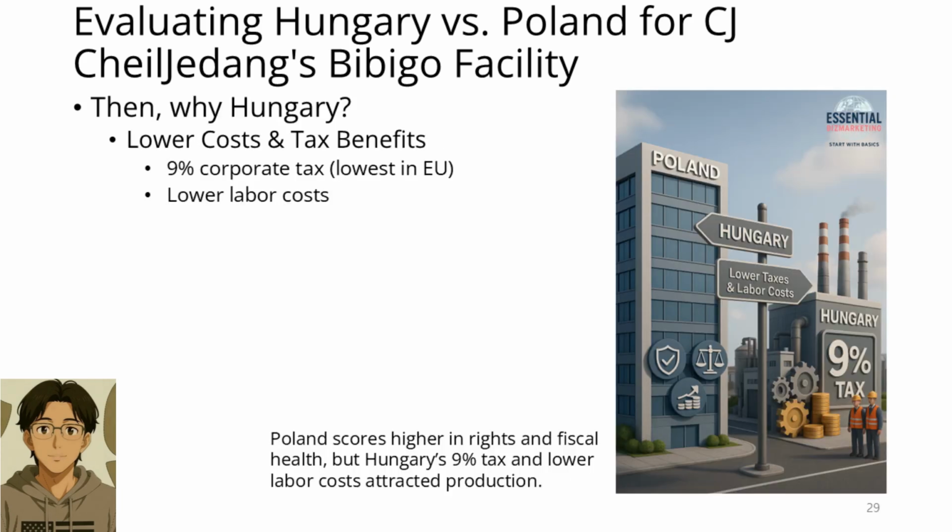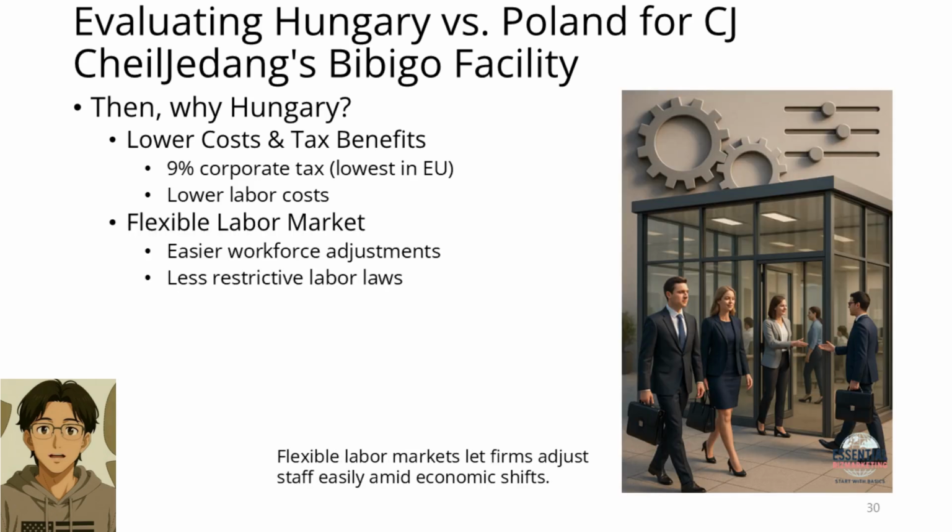Hungary's low 9% corporate tax rate and lower labor costs provided a clear cost advantage. These financial incentives played a major role in CJ Chiljedang's decision. Another factor was Hungary's flexible labor market. Companies can more easily adjust staffing levels due to fewer restrictions in employment laws. This flexibility reduces risks during economic changes.